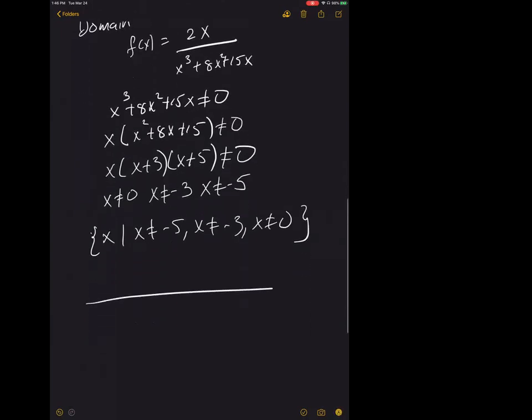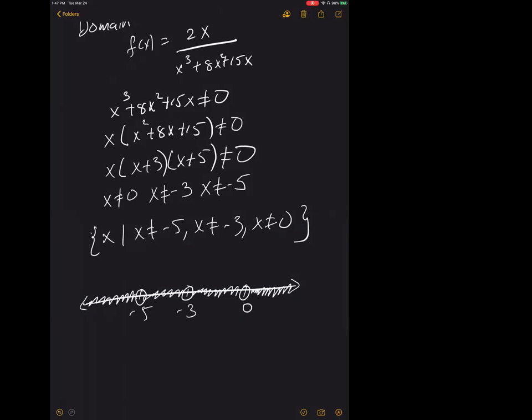If you put the domain on a number line, you have negative 5, negative 3, and 0. Again, by the way, you can always pause and write. It is a video after all. I'm moving a little faster since there's no one else to slow me down. So open circle, open circle, open circle. You shade once, you shade twice, you shade 3 times. Oh, one more. You shade 4 times.